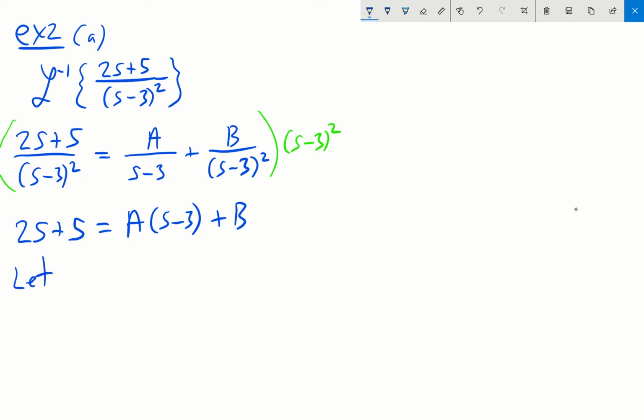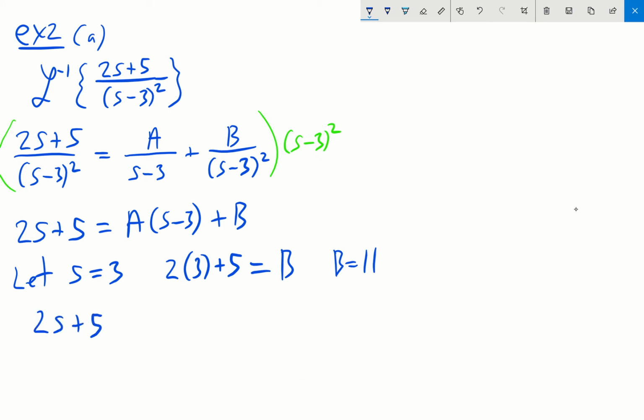Let's say s is equal to 3. When s is equal to 3, we get 2 times 3 plus 5 equals, and this term would be 0, so this equals b, which tells us that b is equal to 11. Now that we know b is 11, we can plug that in directly. So 2s + 5 equals a times (s - 3) plus 11. Now choose any other value for s besides 3 in order to solve for a.